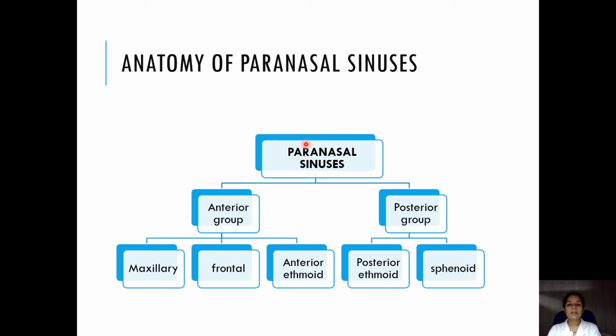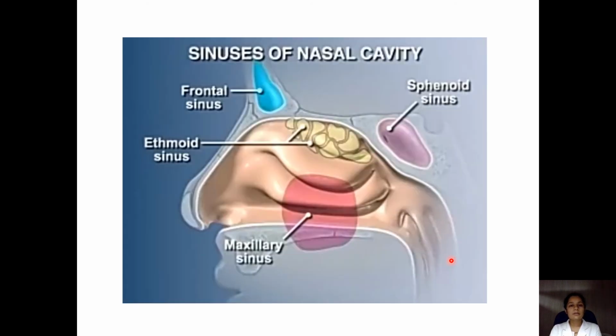Now, anatomy of paranasal sinuses. Paranasal sinuses can be divided into two main groups, anterior and posterior groups. Anterior group will be maxillary, frontal, and anterior ethmoid sinuses, and posterior group will be posterior ethmoid sinus and sphenoid sinus. This shows us paranasal sinuses: the frontal, maxillary, anterior and posterior ethmoid sinus, and the sphenoid sinus.